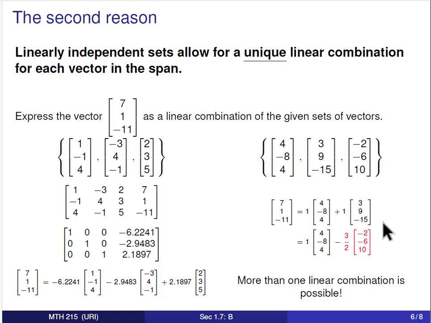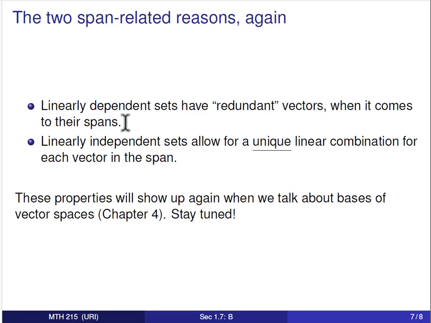Now, this may not be the most exciting of lists, but those are two first reasons why linear independence is kind of a neat idea. They're both related to the span of the vectors involved. Linearly dependent sets have redundant vectors when it comes to their spans, and the linearly independent sets allow for a unique linear combination for each vector in the span. These properties will show up again. We're going to talk about related ideas in chapter 2 and chapter 3, and we'll culminate when we talk about the bases of vector spaces, which will happen in chapter 4. So stay tuned for that.